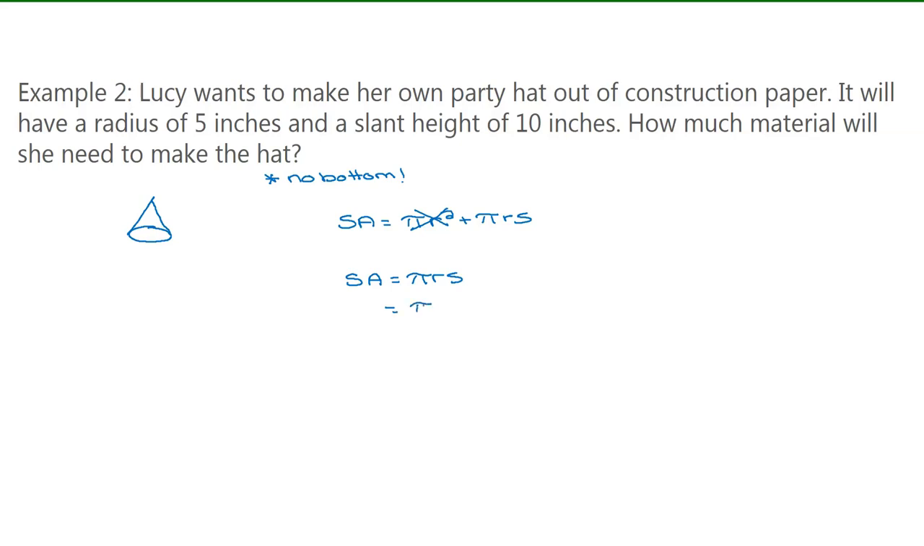Now we're told the radius is 5 and the slant height is 10. So multiplying these three numbers together, I get 157.1 square inches. So we can say that she will need 157.1 square inches of material.